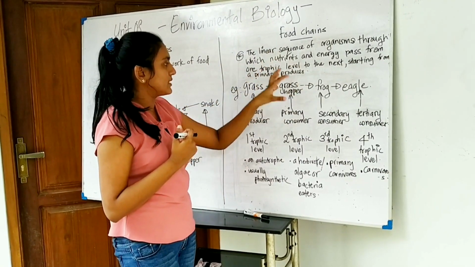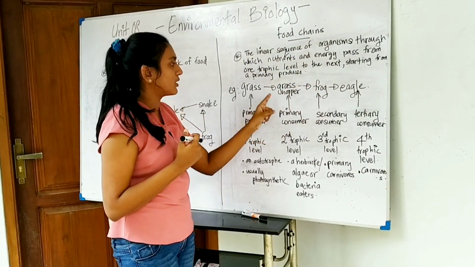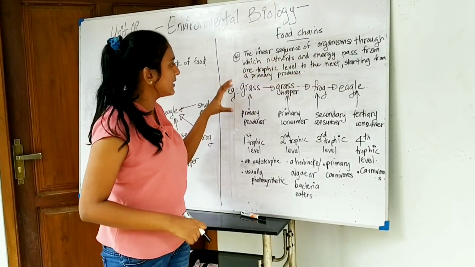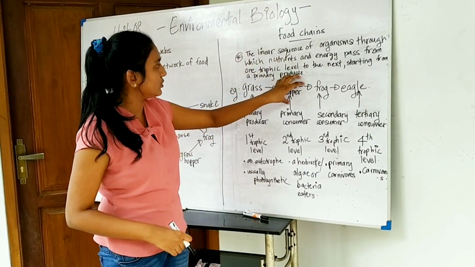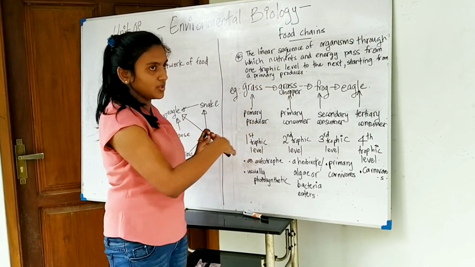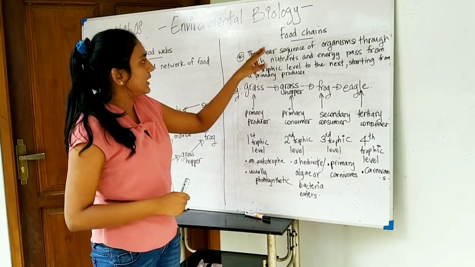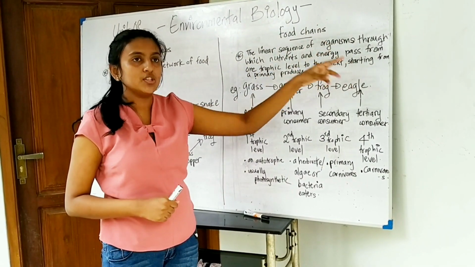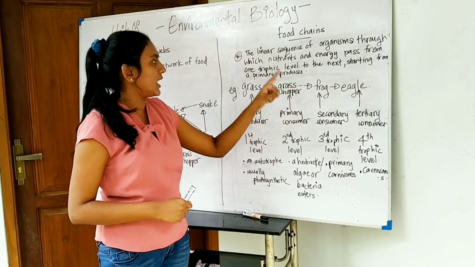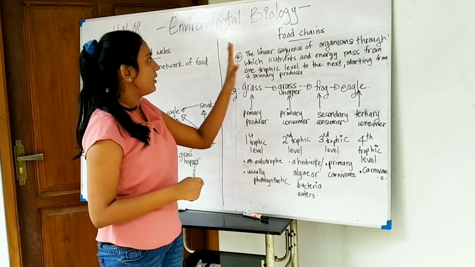Then the nutrients and energy stored in the grasshopper will be transferred to a frog when the frog consumes the grasshopper. So in that case, we can see how nutrients and energy are passed from one trophic level to the next. This always starts from a primary producer. So looking at all these things, we can say that a food chain is a linear sequence of organisms through which nutrients and energy pass from one trophic level to the next, starting from a primary producer. So that's basically the theory about a food chain.